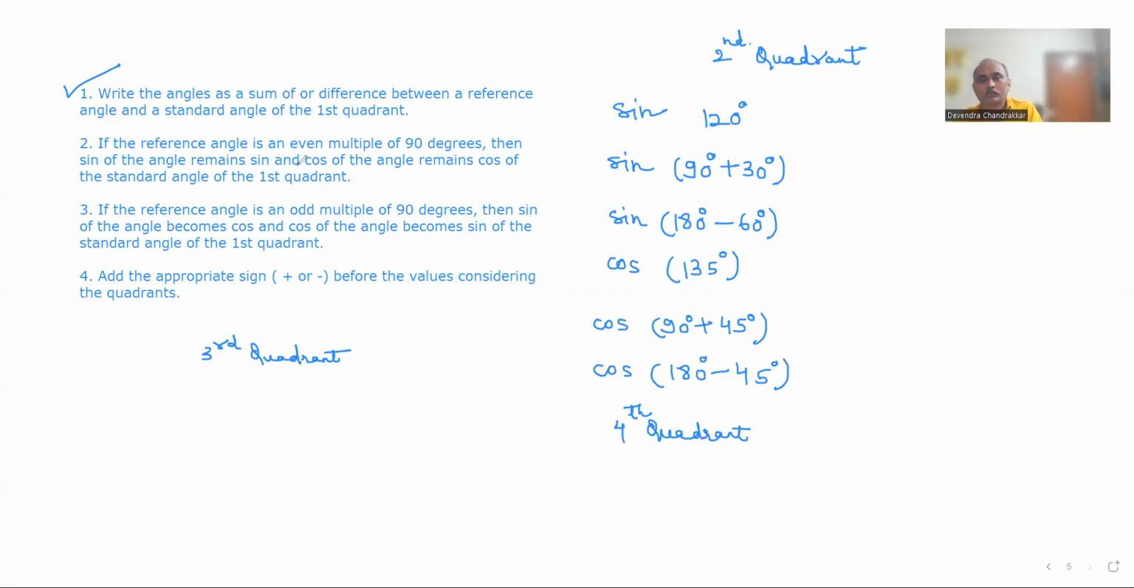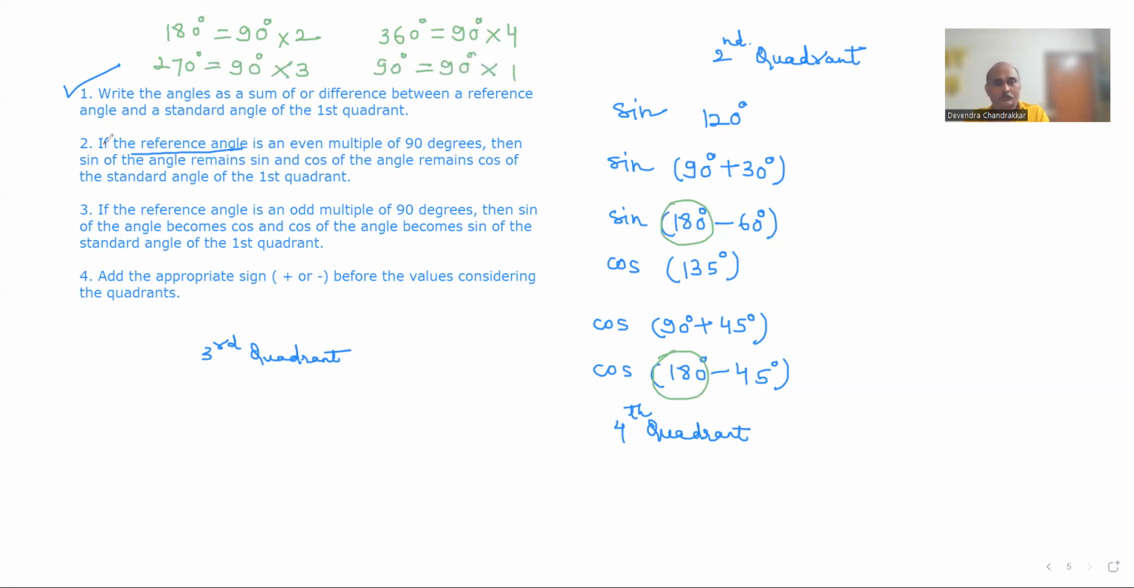Great. Now, let's see the second part of it. If the reference angle is an even multiple of 90, so can I say that these reference angles are even multiples of 90? How do I say that? 180 is 90 into 2, so even multiple. 270 is 90 into 3, odd multiple. And what about the last one? 360 degrees is 90 into 4, again an even multiple, right? And of course, 90 is 90 into 1, an odd multiple. I hope this is clear to all of you, right?